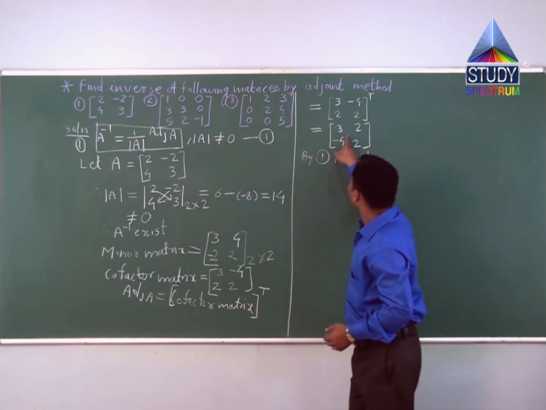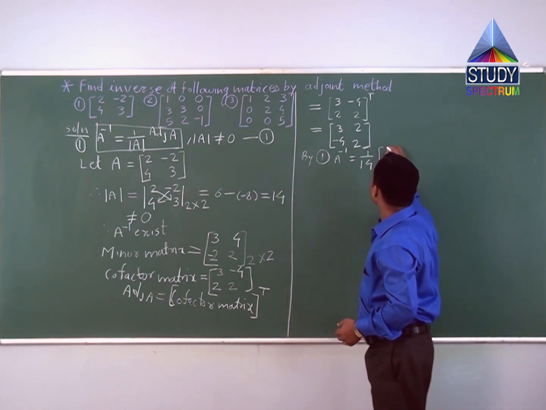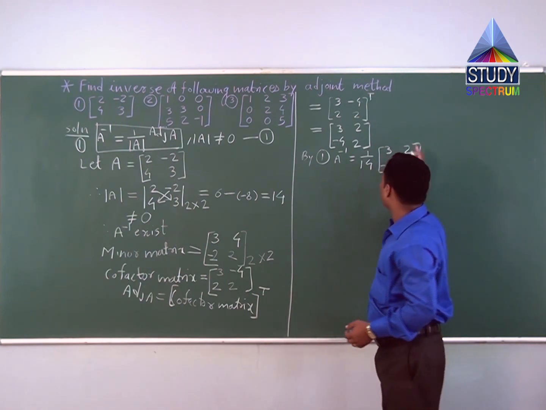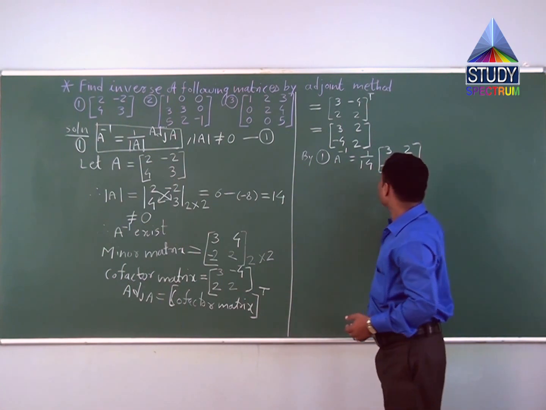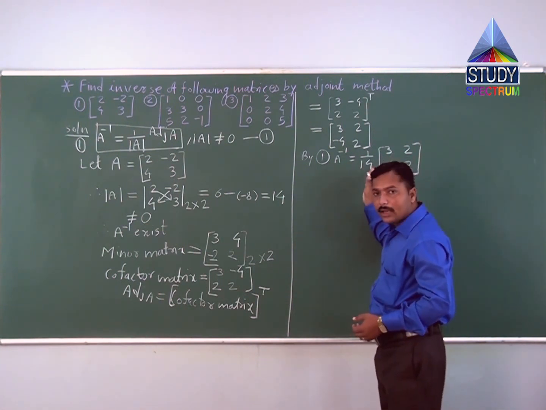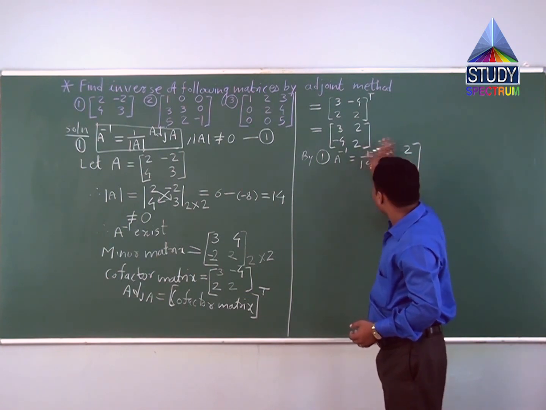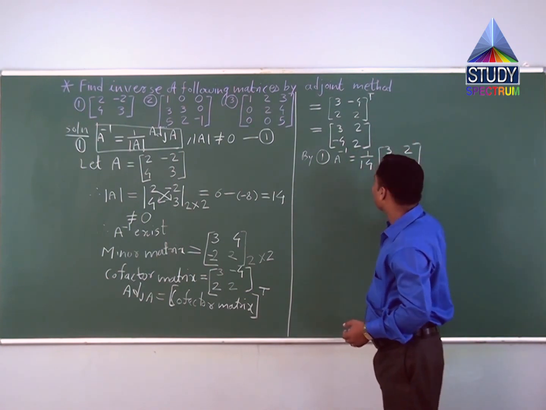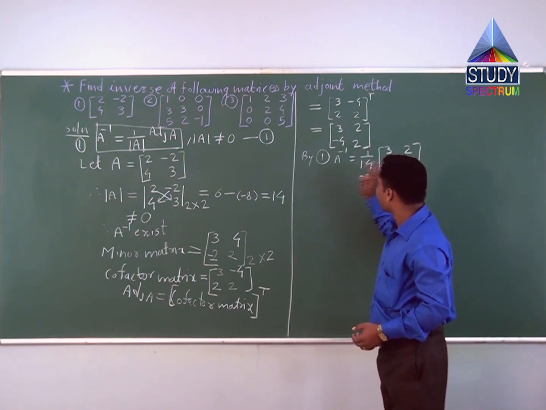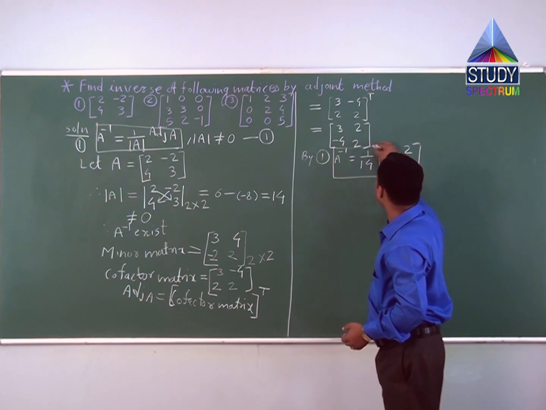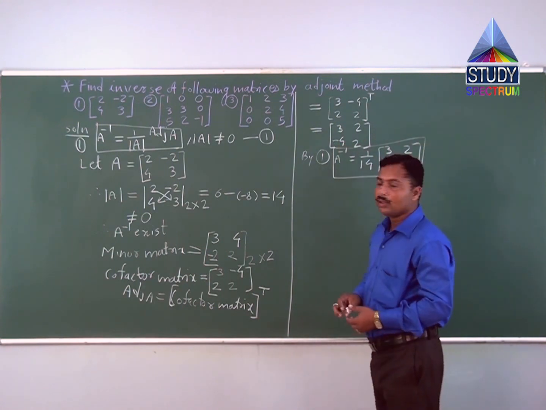Adjoint of A is here, so 3 2 -4 2. This number is multiplied to all numbers of this adjoint, so take this number inside the matrix, multiply it to all numbers of this matrix, otherwise put in the same format. So this is our A inverse of the given matrix A.